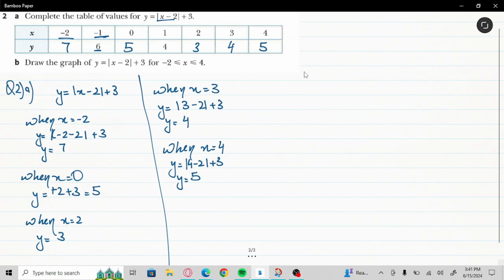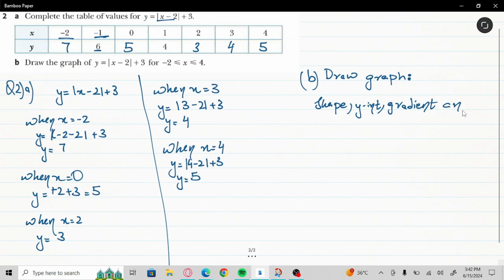Then part B is much more complex than this, which tells us to draw a graph. Before we proceed on to drawing a graph, we have to concentrate on the main components that allow us to draw a graph, which is, as we discussed in the previous lecture, the shape of the graph, the y-intercept, the gradient, and the vertex. The thing is, however, we have been given the values for which x is greater than or equal to negative 2 and less than or equal to 4. So that means that we do not have to consider these things right now.